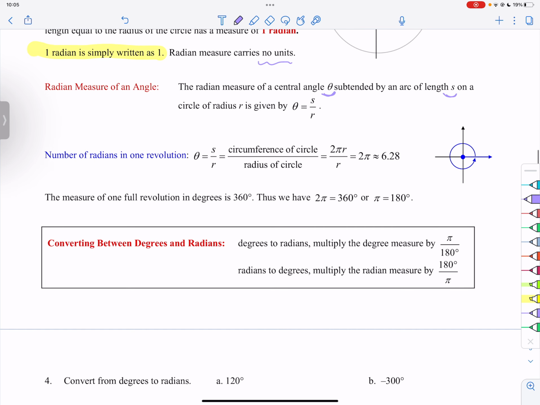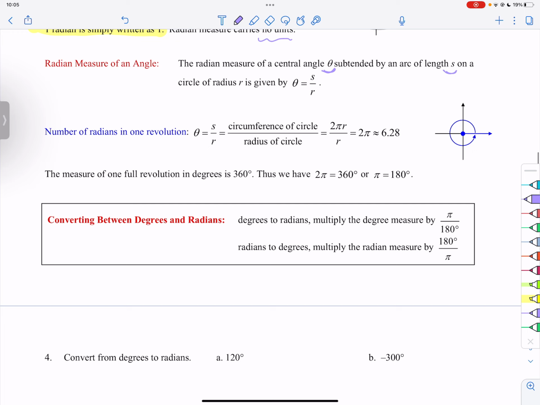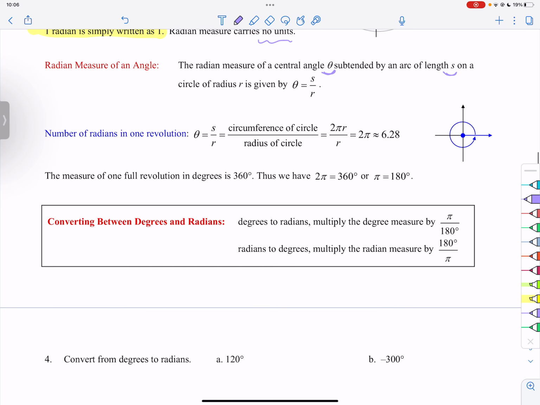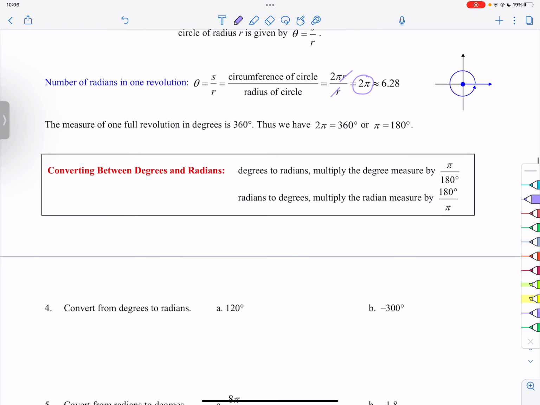Now, the number of radians in 1 revolution, if we would write S over R, this would be the entire circumference of a circle, which you know already is 2 pi r, divided by the radius. And what happens to those r's? They cancel. And you're just left with 2 pi. And 2 pi is about 6.28.